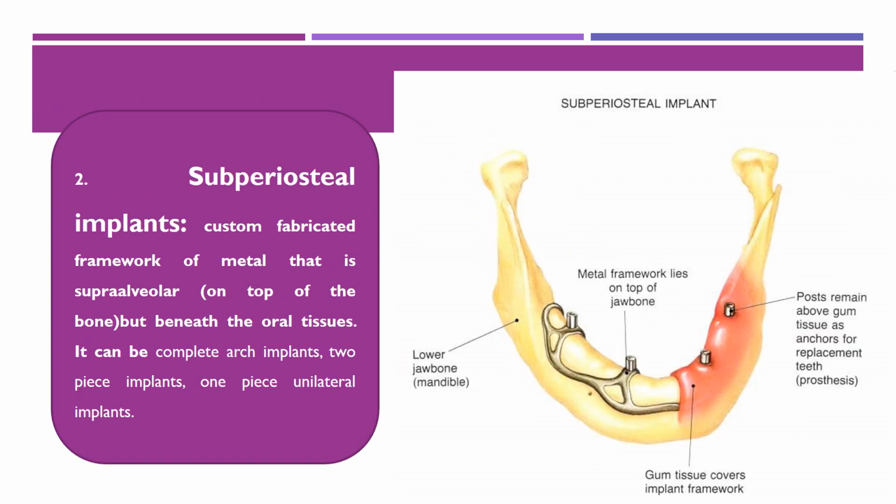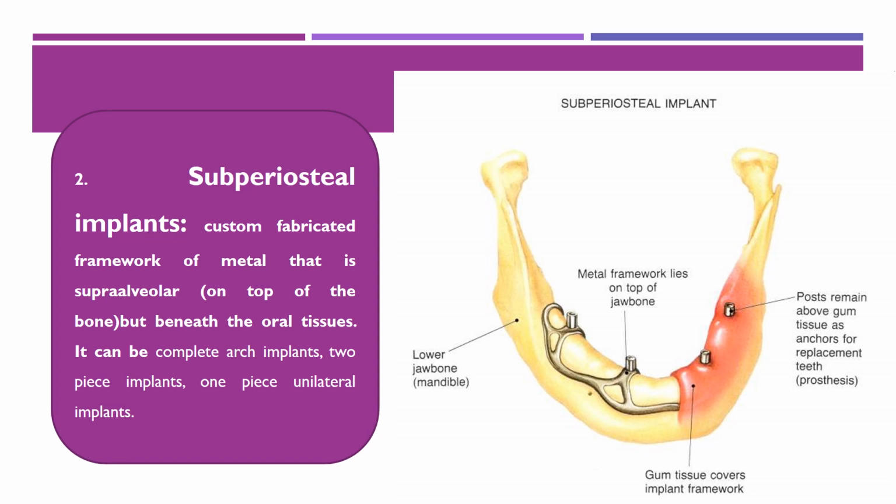So coming to the subperiosteal implants. So what are subperiosteal implants? You can see that it is a custom fabricated framework of metal that is supraalveolar, that is, it will be on the top of the bone. It will not be inserted into the bone. So impression will be taken, it will be customized and prepared like this, and you can see that posts remain above gum tissue as anchors for replacement teeth, and the gum will be covering the framework, and only the posts will be seen outside. Okay, so it can be complete arch implants, two piece implants, one piece unilateral implants.